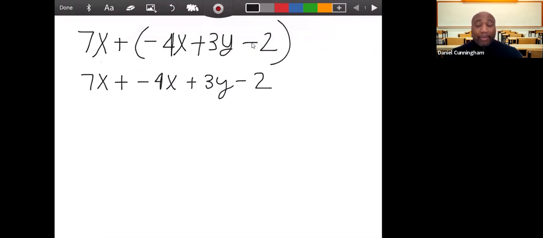Basically, I could say that because this plus means nothing changed inside the parentheses. Now, if this particular plus in front was a negative, let's say that plus was a negative, then all the expressions would have been opposite signs of each other once I got rid of the parentheses. But it's not, so we're going to leave it like that.